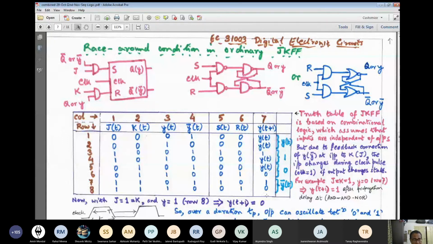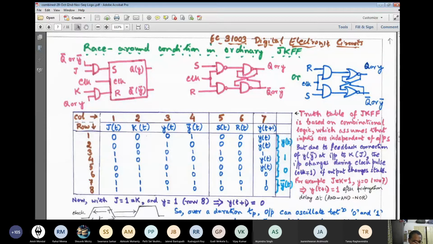And if the on time of the clock is long enough, much more than the combinational propagation delay, that means the delay involves the signal passing through this AND gate, then to NAND, then to NAND. And also from this AND to AND to the NOR. If this delay is much less compared to the on time of the clock, then the output will be fluctuating. Output will oscillate. That's what we are referring to here.